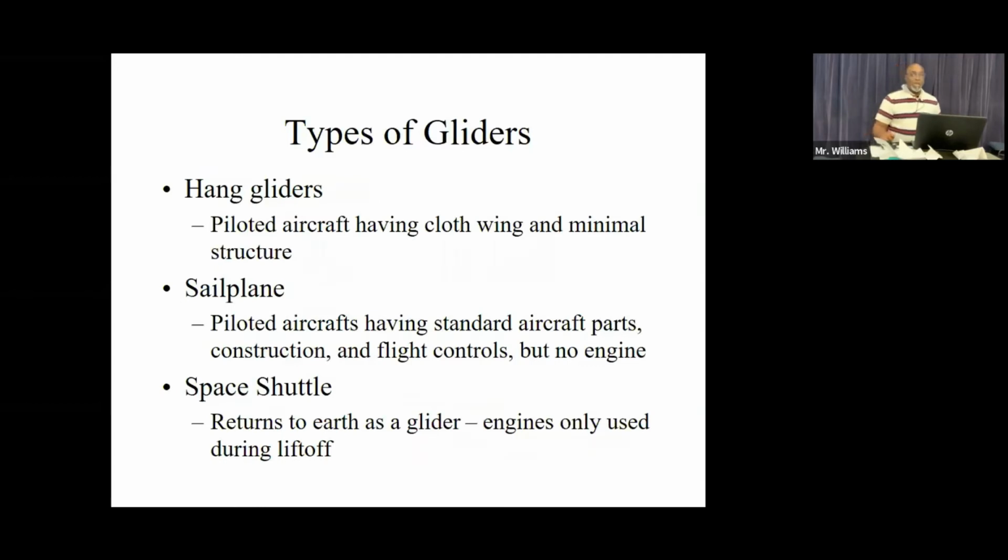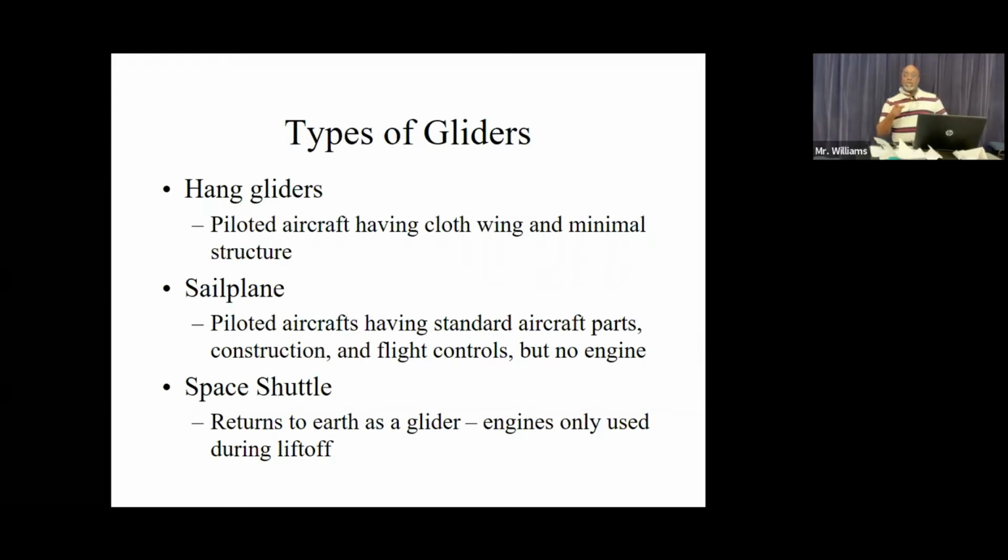Types of gliders. There are hang gliders. A hang glider is basically a piloted aircraft having just cloth kinds of wings and minimal structure. They don't have what you will notice in a regular plane. That's what I mean by minimal structure. A sailplane is basically a piloted aircraft having standard aircraft parts and construction and flight controls. But again, it also doesn't have any engine.